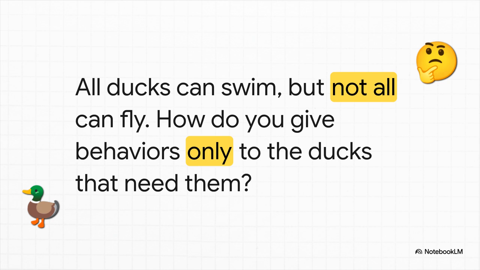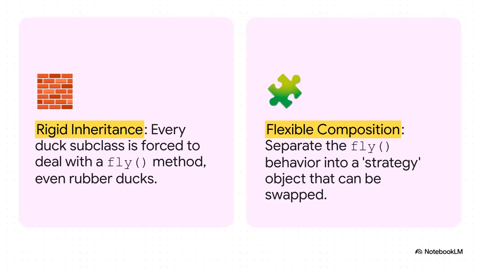A mallard duck can fly, obviously. But a rubber ducky? Not so much. See the problem? If you put a fly method in the main duck class, then every single duck you create, including the squeaky plastic ones, suddenly inherits the ability to fly. That's not right. The fix for this is the strategy pattern.